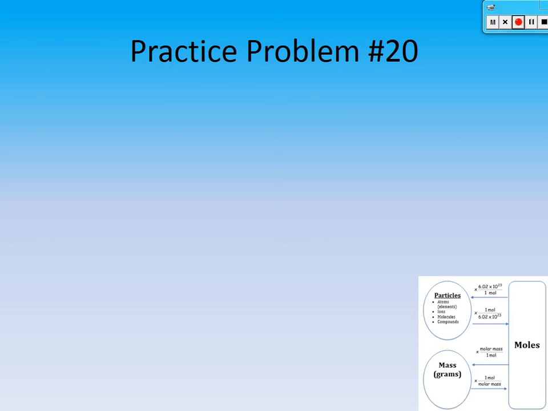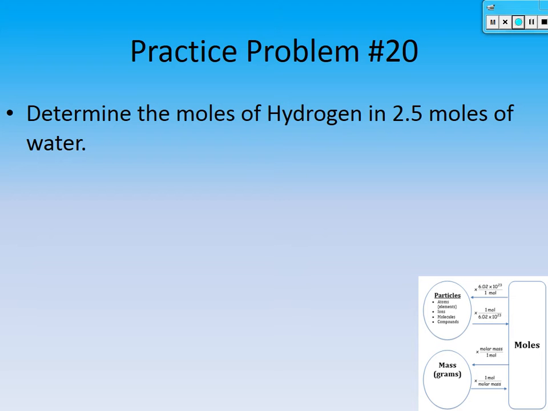Okay, let's do a few practice problems to see if we can make sense of this. Practice problem number 20. It says, determine the number of moles of hydrogen in 2.5 moles of water. Let's follow the same 3 steps that we've been doing this whole chapter. Step 1, we're going to underline what they give us. What are they giving us? 2.5 moles of water. Let's write the formula for water. What is it, guys? H2O. What are we circling? What does it want us to go to? Moles of hydrogen. So circle moles of hydrogen.